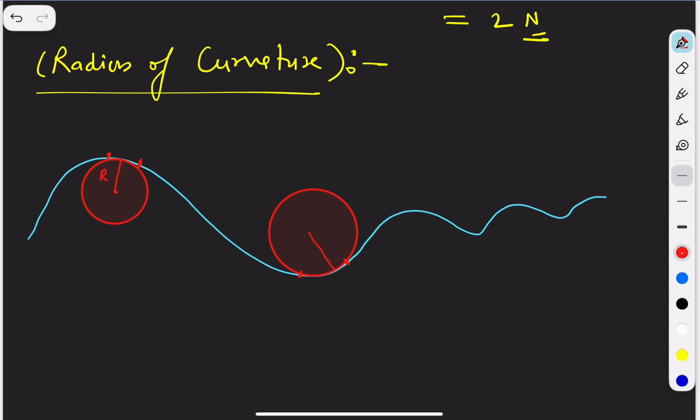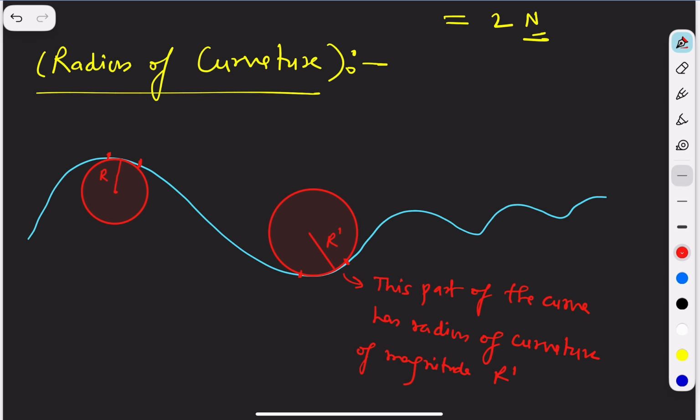It means we can say that this part of the curve has a radius of curvature, let's say this is r dash, of magnitude r dash. Similarly, this one is of magnitude r. So I hope you are getting the idea of what radius of curvature means.